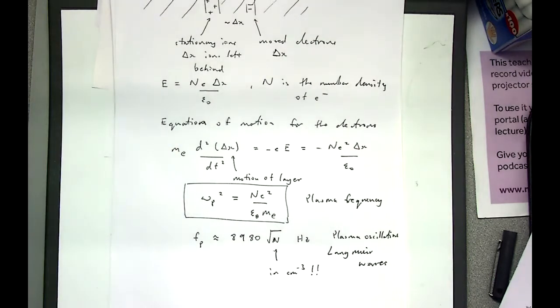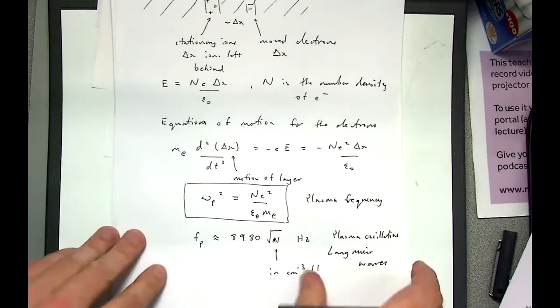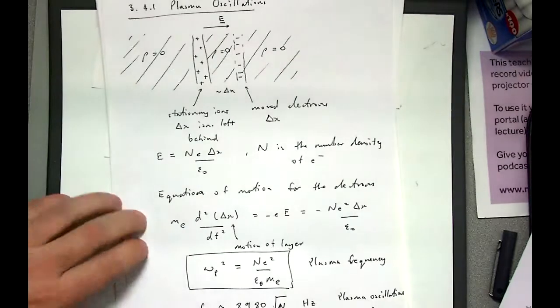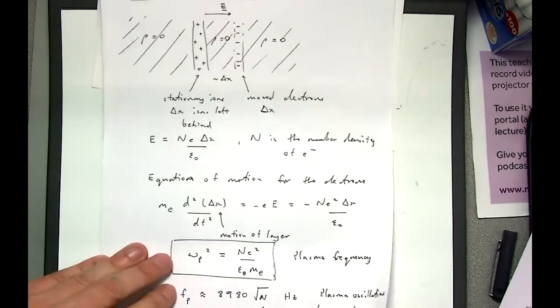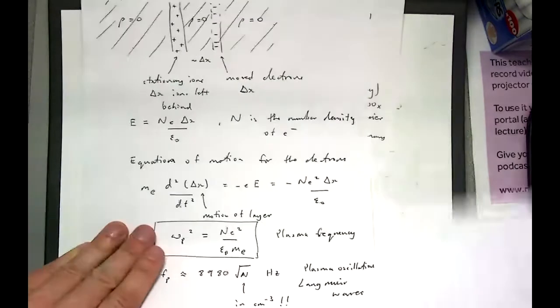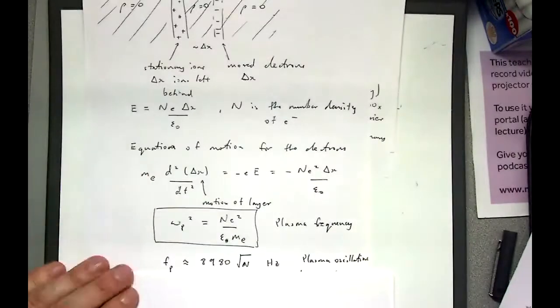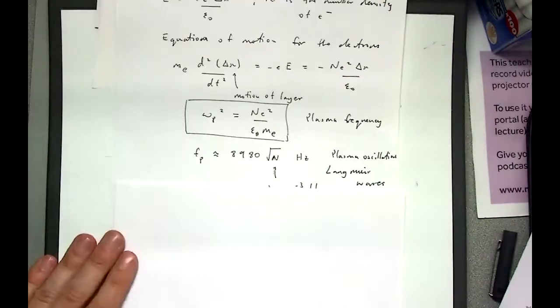So that's our basic concept. We imagine that an electric field has displaced a thin layer of electrons. They will start to oscillate. Now clearly they don't just oscillate. They will undergo collisions. What are they colliding with?